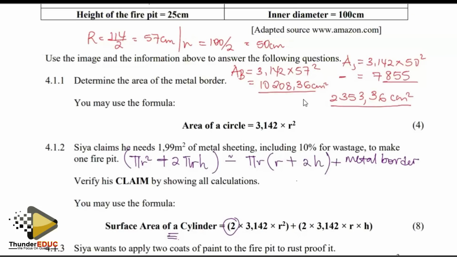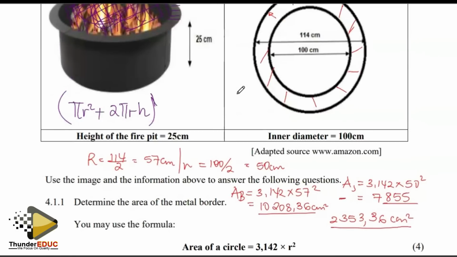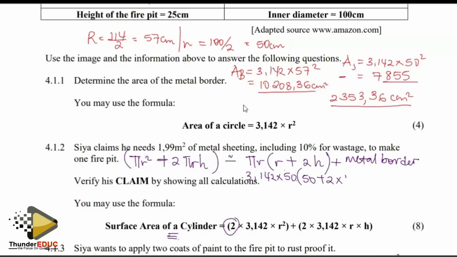All right, let's start and we say 3,142 times 50, open brackets, 50 plus 2 times the height. We've already seen this as 25. So we have 3,142 times 50, open brackets, 50 plus 2 times 25. So we end up having the answer, now this is area. Let's add on the one for the metal bar.